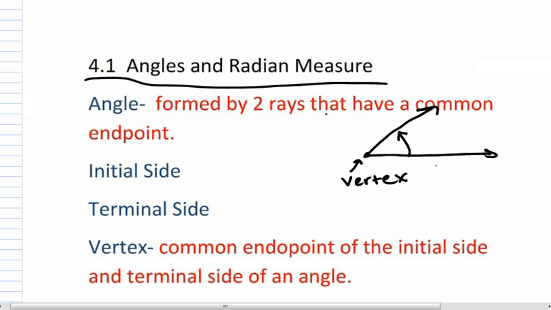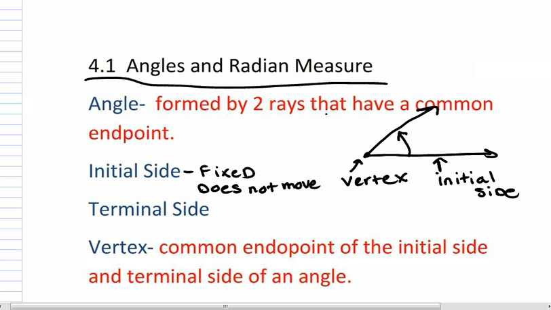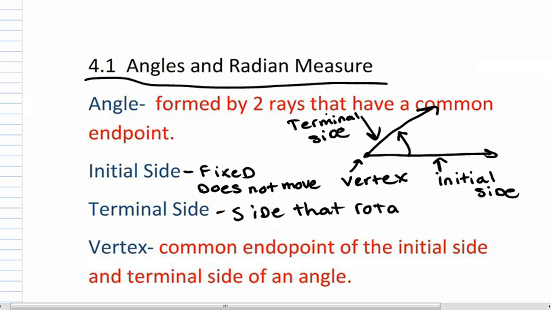The side that stays the same, right here, this is what's called the initial side. It is the side that is fixed. It does not move. The terminal side, right here, is the side that rotates to form the angle. So there you have it. The angle is formed by two rays, one staying fixed and the other one rotating to form the angle.